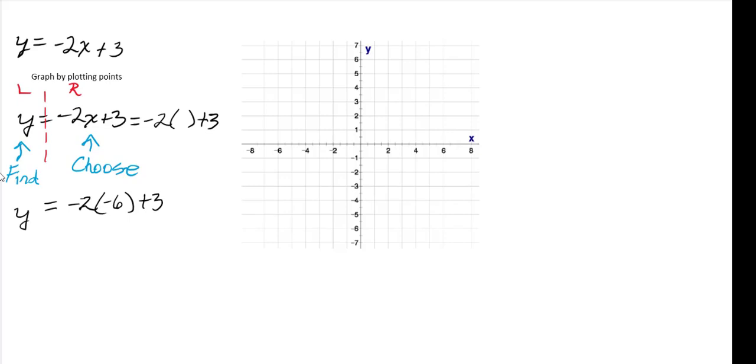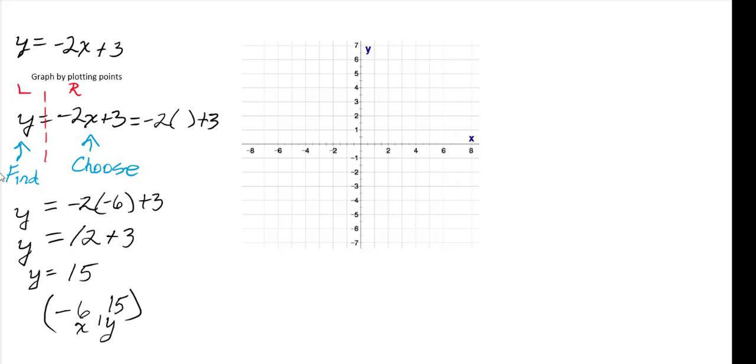So now we're going to find the y. Finding means we're going to calculate the y value. So y in this case is whatever -2 times -6 plus 3 gives us. So we perform the multiply first based on the order of operations. -2 times -6 is +12 plus 3 means that y is 15. Okay. And there's our solution. When we chose -6 to be our x value, we ended up finding that y is 15.